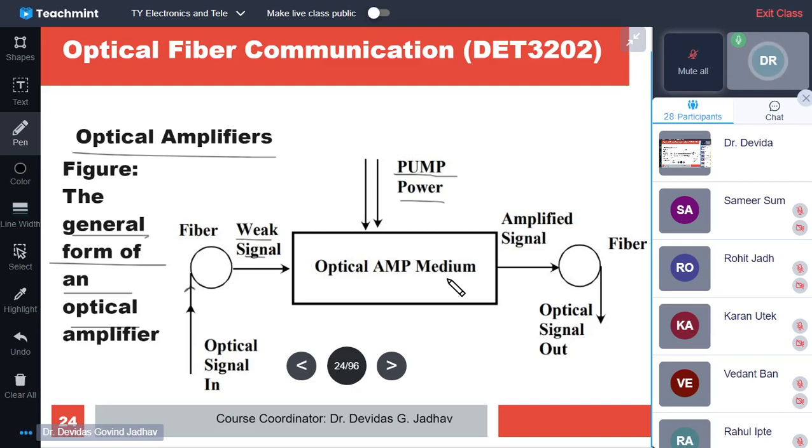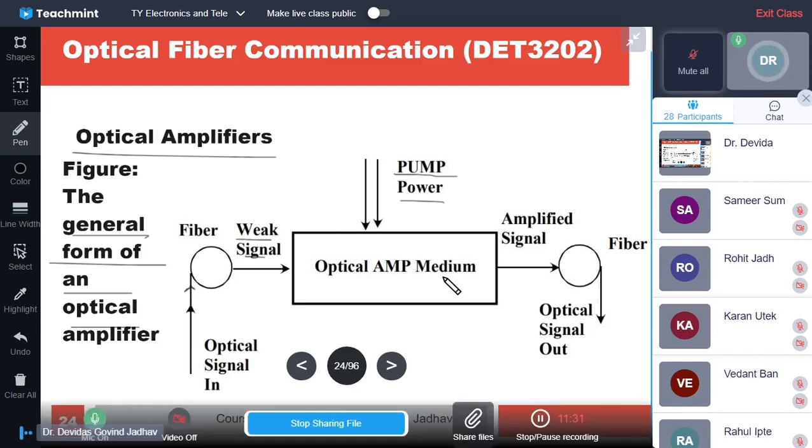So whatever 100 photons the weak signal provides, all 100 photons will be multiplied 10 times, 20 times, 100 times, and 1000 photons will be there. So this is amplification, and we get the amplified signal at the output, which is provided further to the output fiber. So this is an optical amplifier. There is no optical to electrical, electrical to optical conversion, so it is easier.